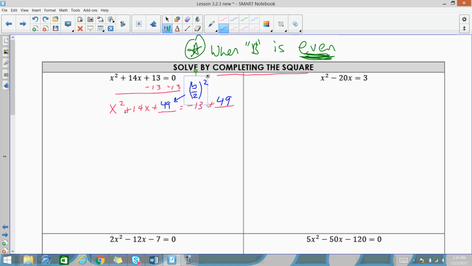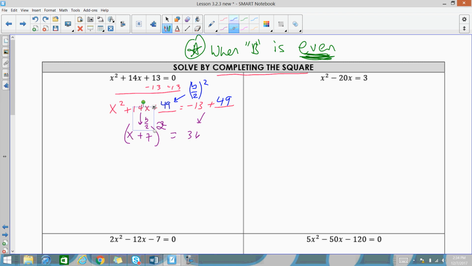Now, the one nice thing is that now it is a perfect square trinomial, this is going to factor to 2 identical binomials that we write as a binomial squared. And to get this binomial, you take your b and divide it by 2, and that's what your constant is. So 14 divided by 2 is 7. So that's what it is. It's x plus 7 squared equals, and now you simplify this. Negative 13 plus 49 is 36.